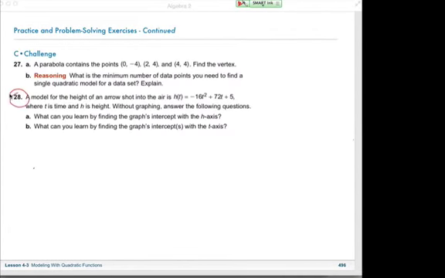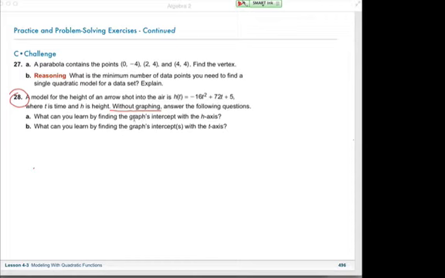Lastly, I'd like you to answer question number 28. A model for the height of an arrow shot into the air is h of t, where h represents height, is negative 16t squared plus 72t plus 5, where t is the time and h is the height. Without graphing, answer these questions. Without graphing.